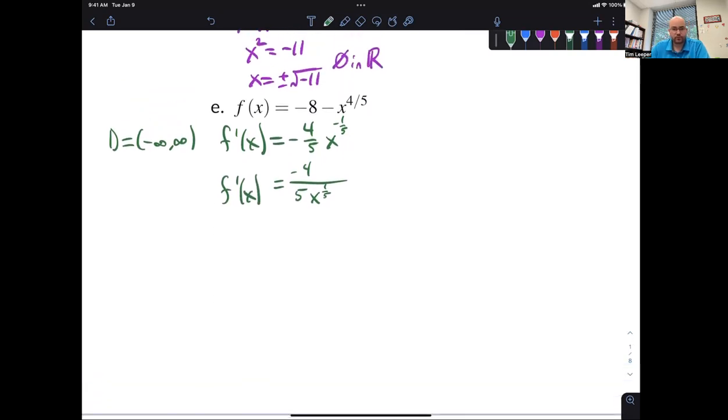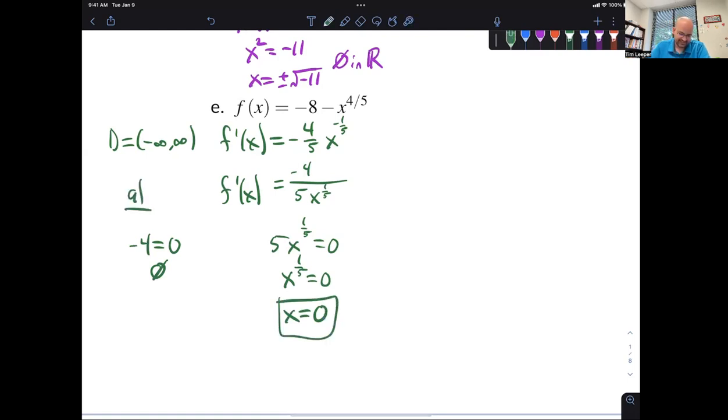So what do we do with this? We want to find the critical numbers, which means we need to set both the numerator and denominator equal to 0. The first one doesn't produce any solutions. The second one, divided by 5, gives me x to the 1/5 equals 0. Take both sides to the 5th power, that gives me 0. So x equals 0 is a critical number here because it's in the domain of the function. So there you go. That's our critical number.